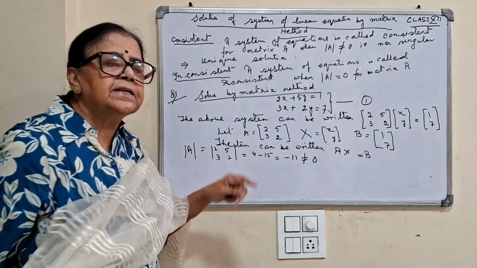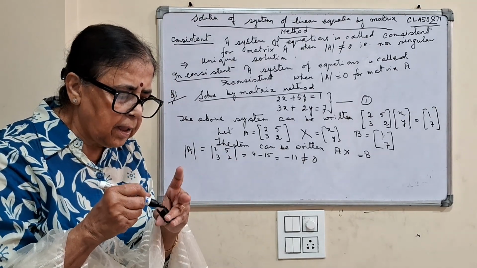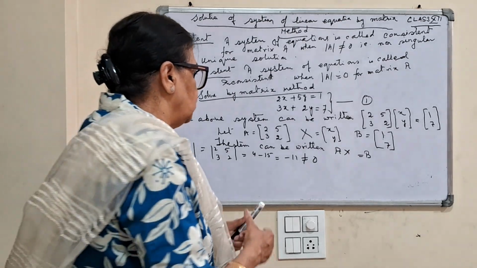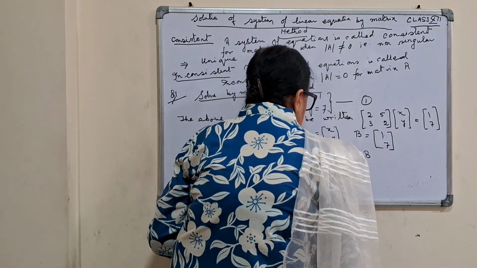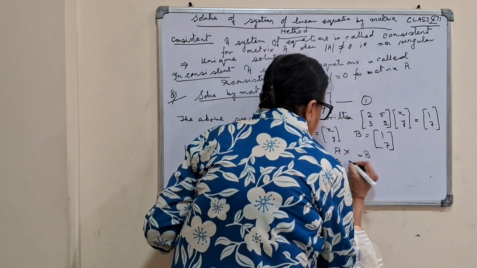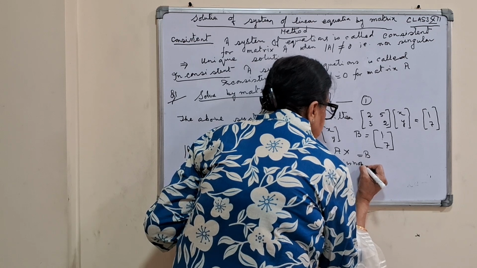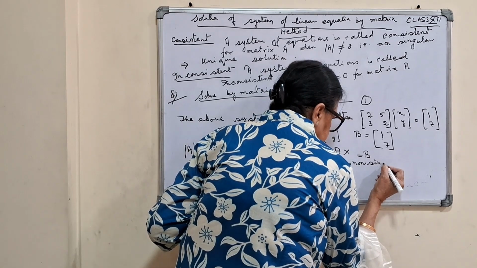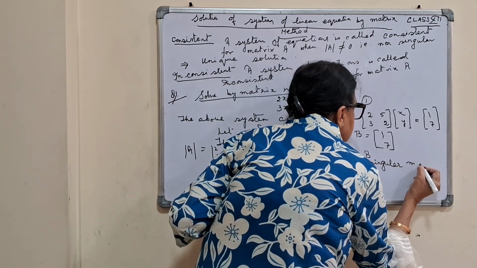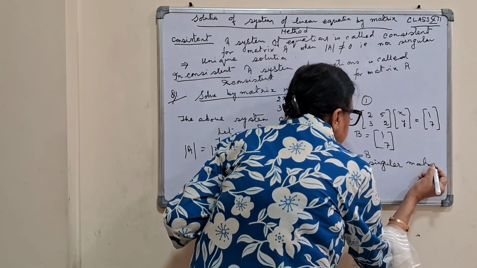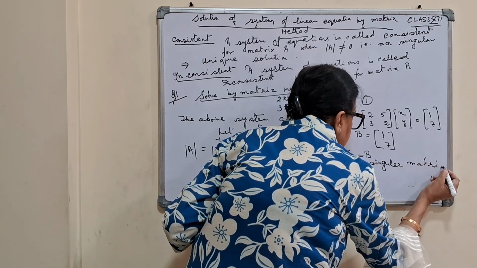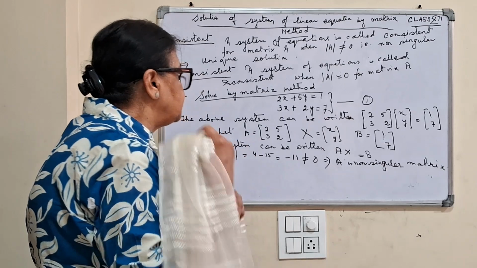That means it is singular or non-singular? That implies A is a non-singular matrix, because its determinant is not equal to 0.